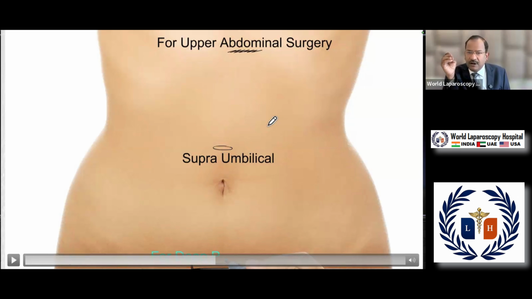Remember, in 80% of operative gynecological procedures, we should use the supraumbilical port. What are those? Like TLH, total laparoscopic hysterectomy, you should use supraumbilical. Myomectomy, you should use supraumbilical. Sacrocolpopexy, you should use supraumbilical.